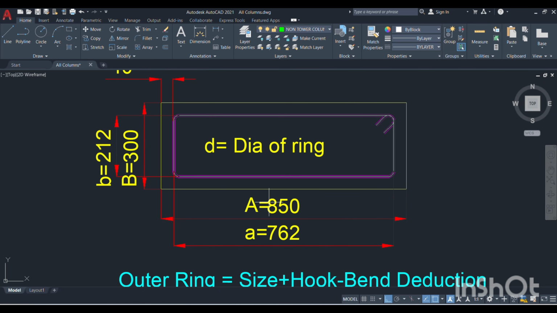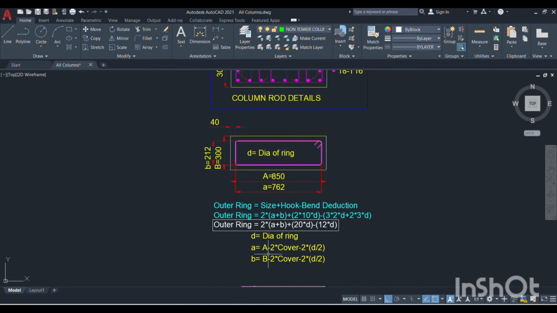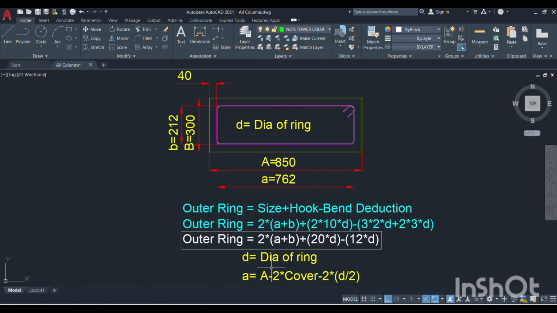If you want to calculate small a from capital A, then small a is equal to capital A minus 2 times the cover minus half of the ring dia here and half of the ring dia here, so a total of 1D we need to deduct. Similarly in the width-wise direction, this is the a and b calculation formula. Next, the outer ring is equal to the size of the ring plus hook minus bend deduction. This is the standard for the calculation.